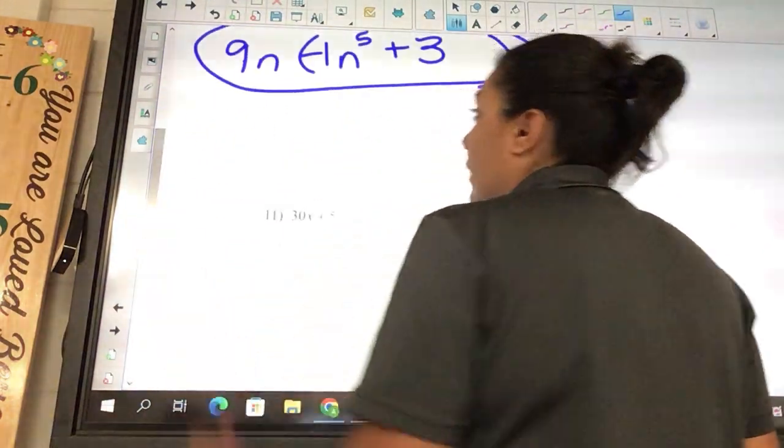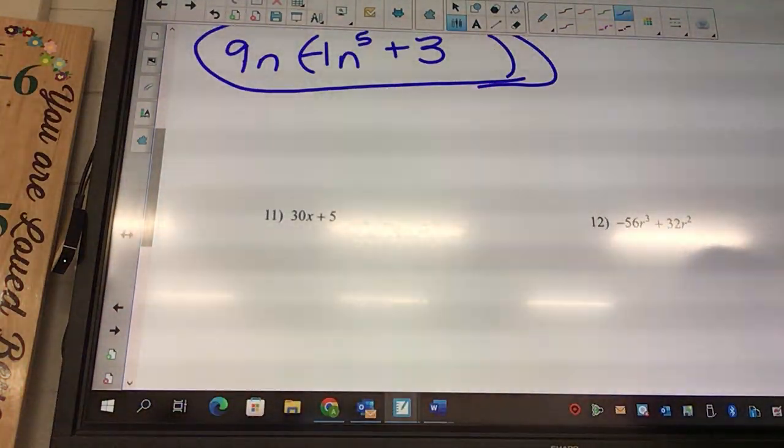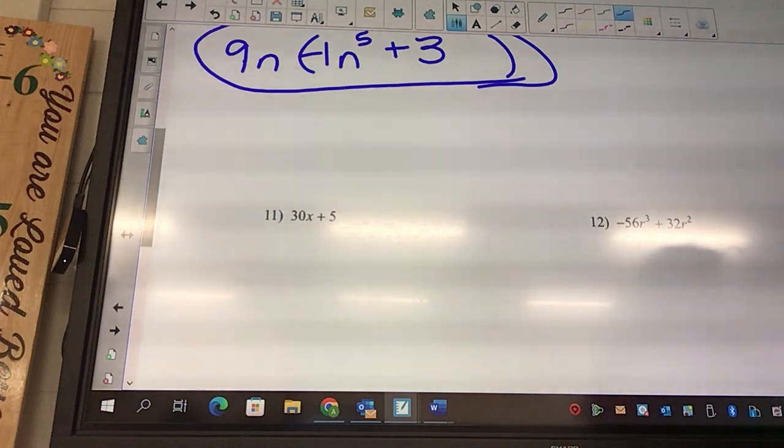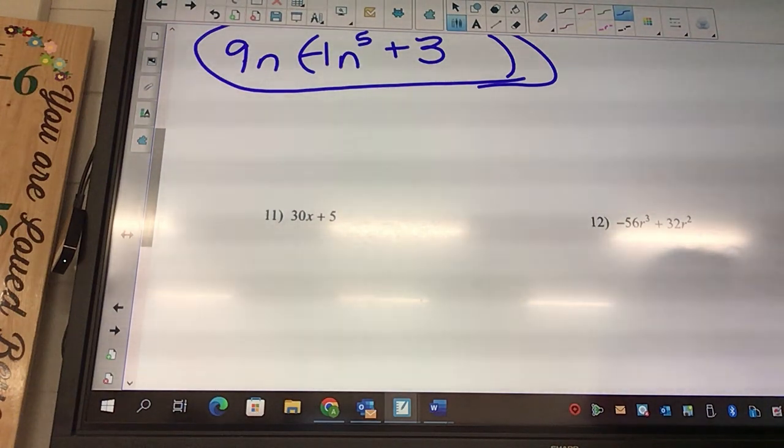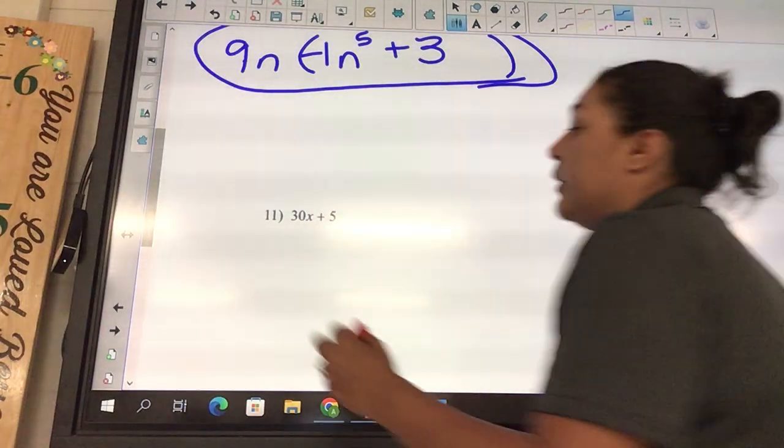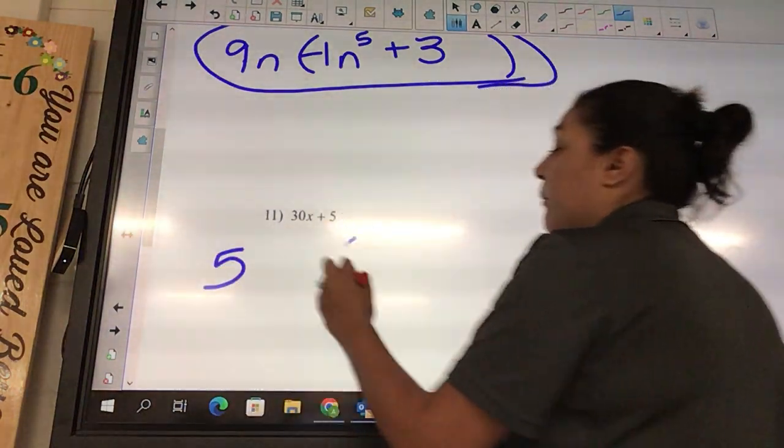$11. What is the biggest number I could possibly take? 5. Okay, does 5 go into 5? Yeah. Does 5 go into 30? Yeah, so 5 is our number that we can take. So we got 5.